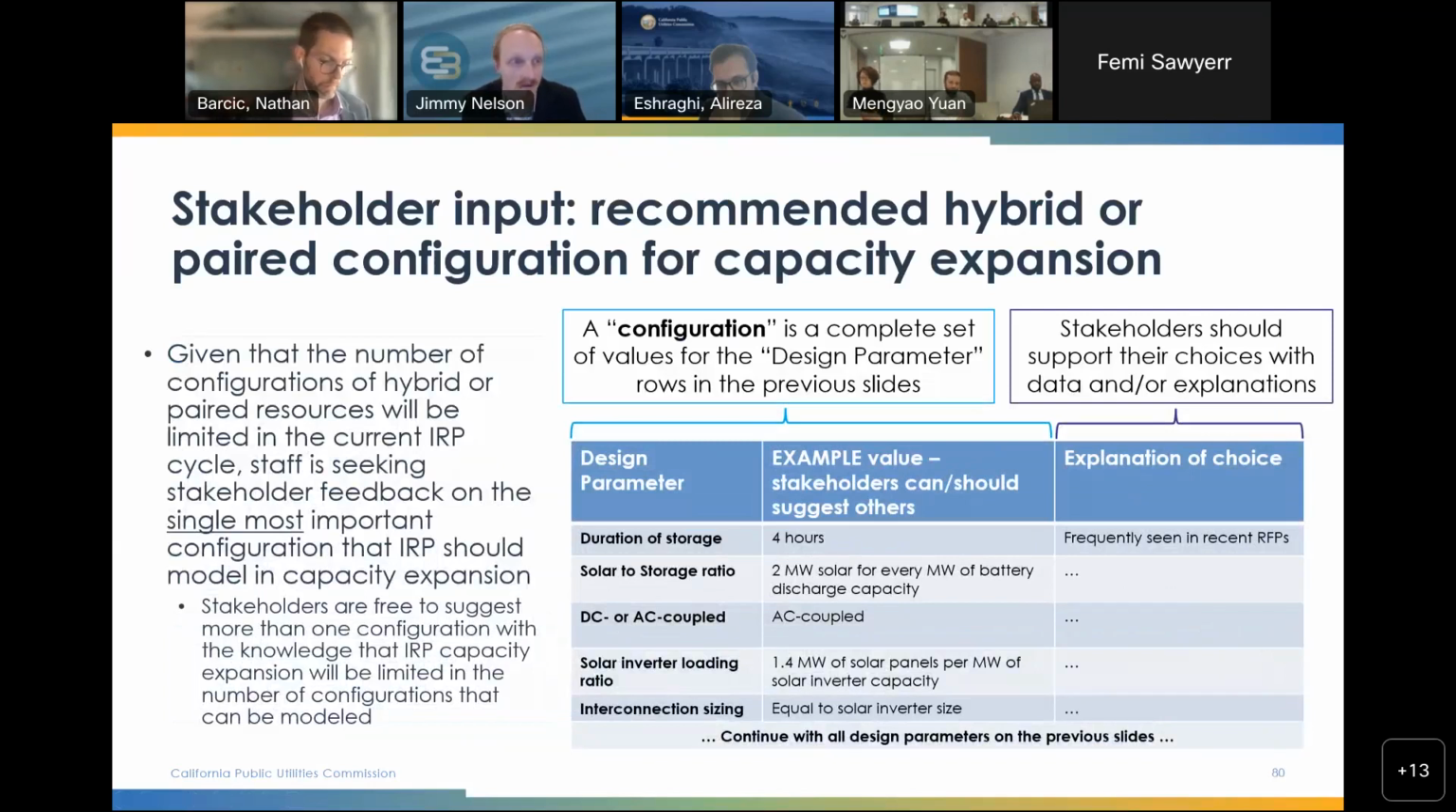So in summary, I think what would be helpful to hear from stakeholders, especially those who are deeper in the weeds on how the hybrid paired resource market is evolving, is what is the most important or best configuration that IRP should be modeling. And a configuration here is a set of all those design parameters that I showed in previous slides. So I have some example values here, but these are not meant to be the ones that you recommend. You should recommend your own best values. And then some explanation of why you chose that design parameter so that we can understand how to really choose amongst all the different proposals that stakeholders might bring. So that's all I've got. Pass it to the next presenter.